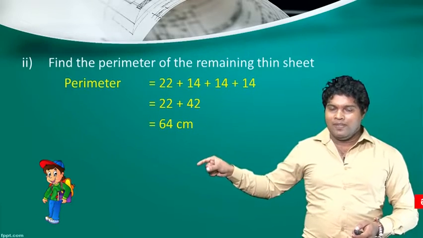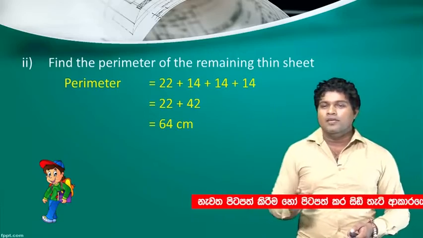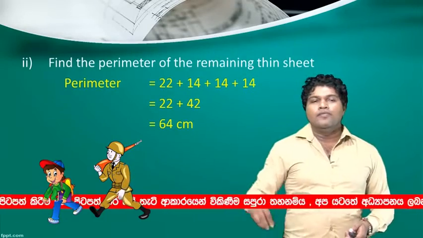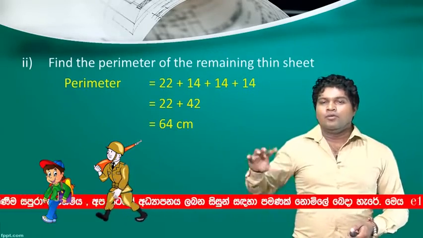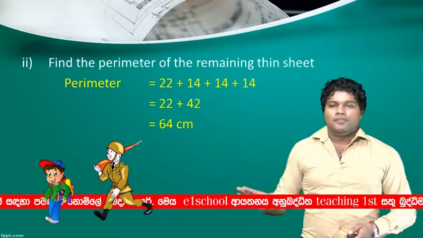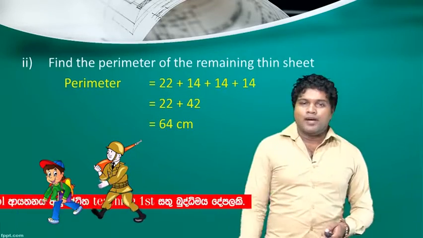When you need the perimeter, obviously you should have found the arc length too. Without the arc length, you cannot go for the perimeter. Okay. Next part.